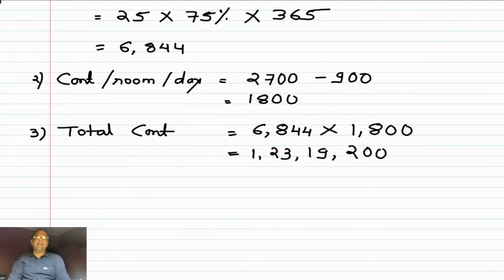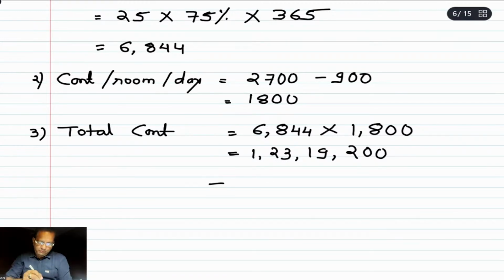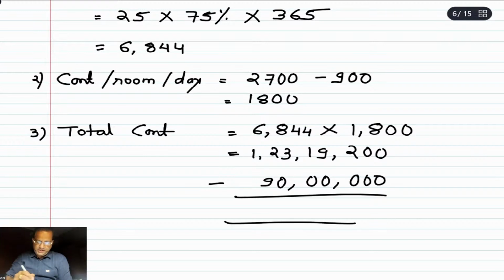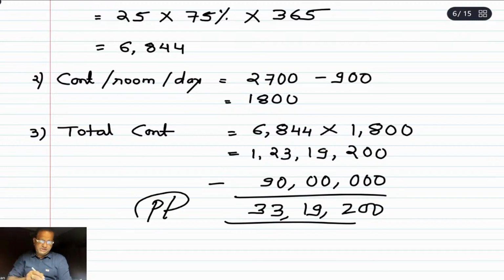And the fixed cost is 9 million. 9 million is 90 lakh rupees. So when we deduct the fixed cost of 90 lakh, we can decide that the current profit of the organization is 33 lakh 19,200. Okay, this is very simple.